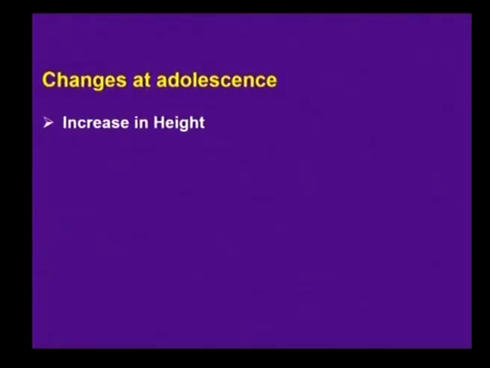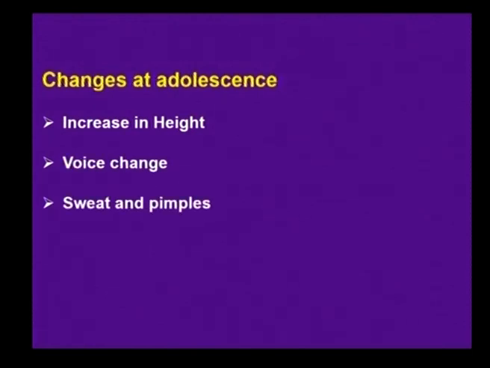You can see some changes at adolescence: increase in height, voice change, sweat and pimples, development of body, reproductive phase of life. Height gain in children takes place during adolescence at maximum pace. Actually, girls grow earlier than boys, but by the age of 18 years, both boys and girls attain the same height. The growth of height is different in different individuals.